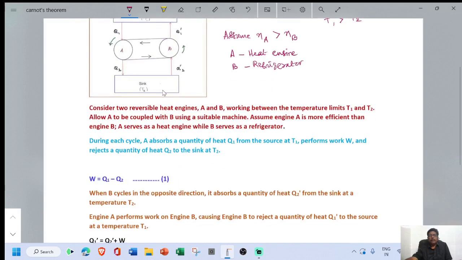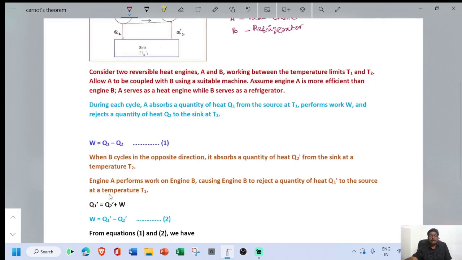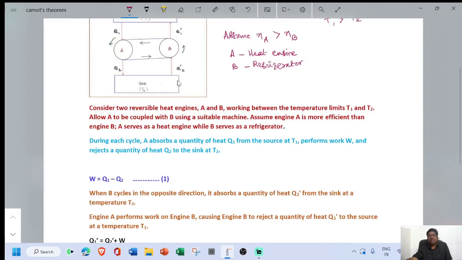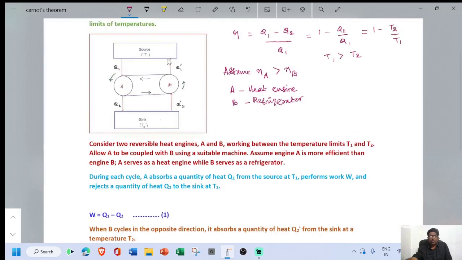Here, engine B absorbs Q2 dash of heat energy from the sink at a temperature T2. The engine A performs work on engine B. Already the engine A is having the work W. It performs work on engine B. As a result of this work done, engine B rejects Q1 dash amount of heat energy to the source.